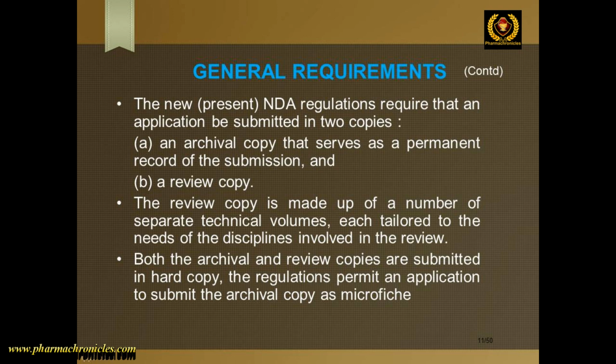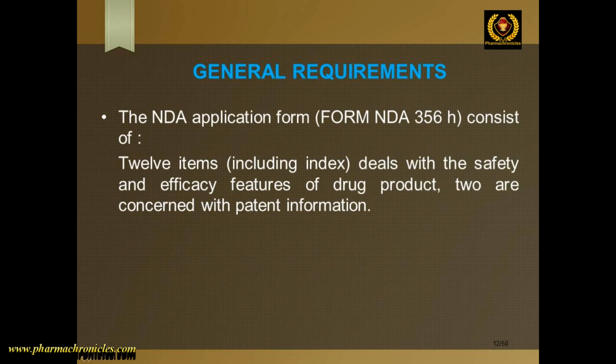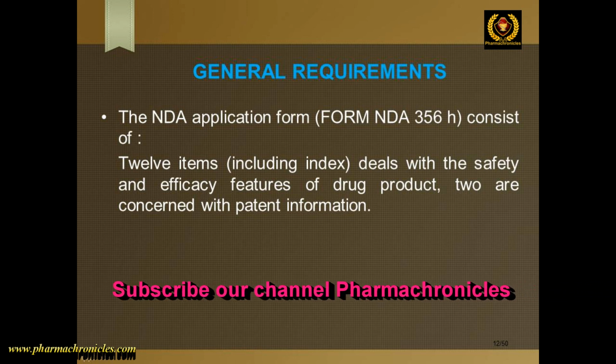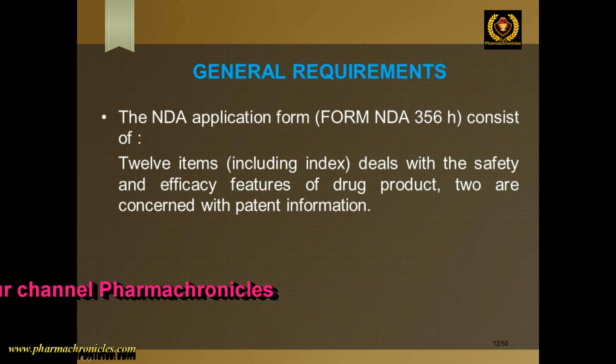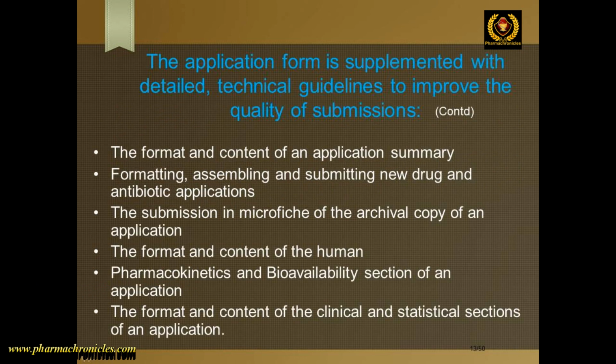Both the archival and review copies are submitted in hard copy. The regulations permit an applicant to submit the archival copy as microfiche. The NDA application form, Form FDA 356H, consists of 12 items, including the index. Most deal with the safety and efficacy features of the drug product, and 2 are concerned with patent information. The application form is supplemented with detailed, technical guidelines to improve the quality of submissions.